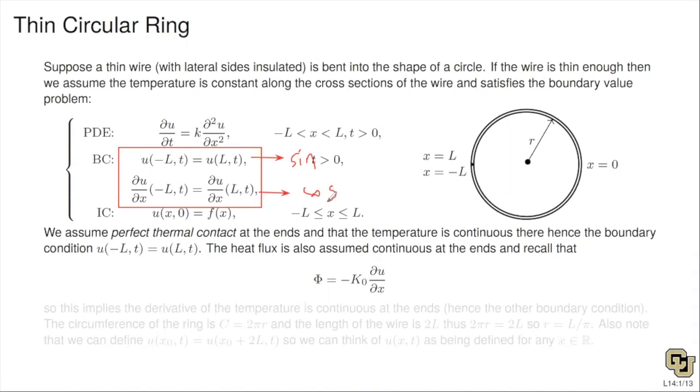So remember, when we did the Dirichlet boundary conditions, we got this Fourier sine series, and when we did the Neumann boundary conditions, we got this Fourier cosine series, and now we're going to see both terms will make an appearance.